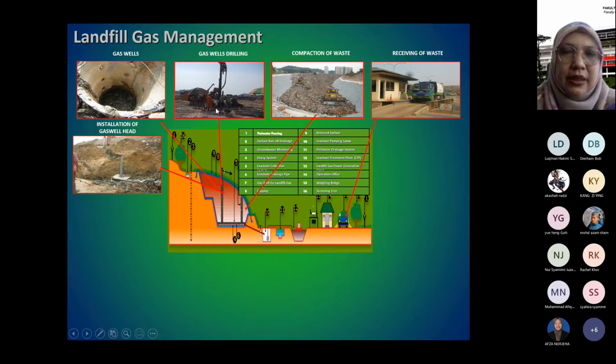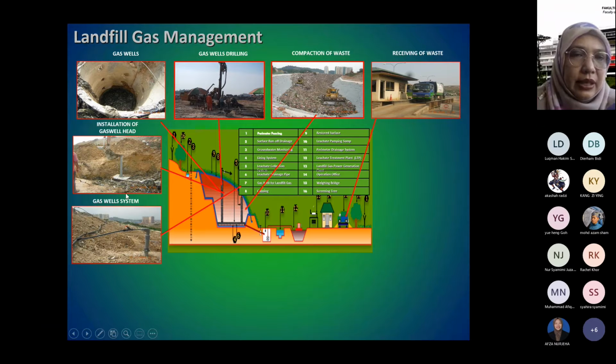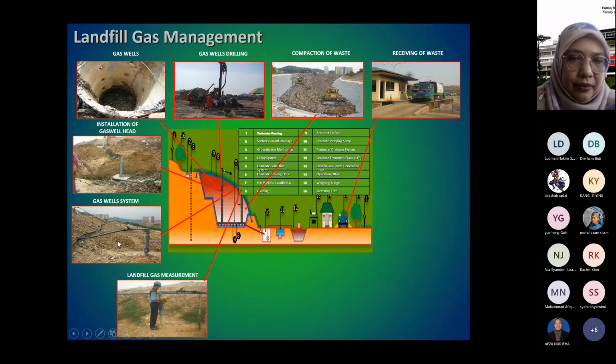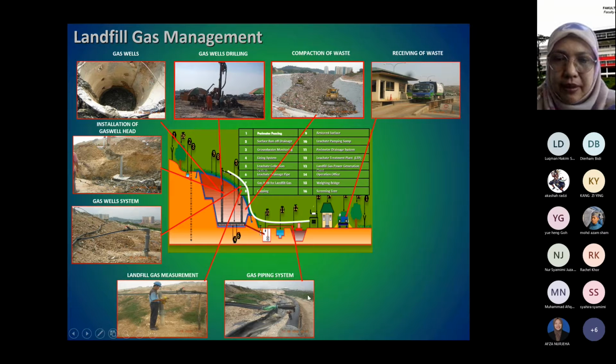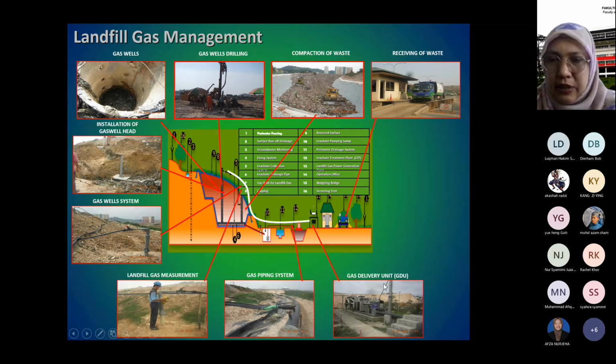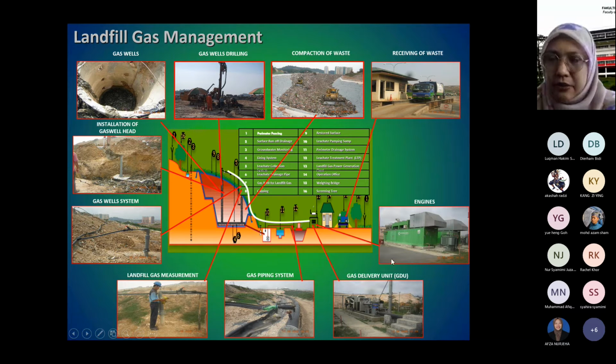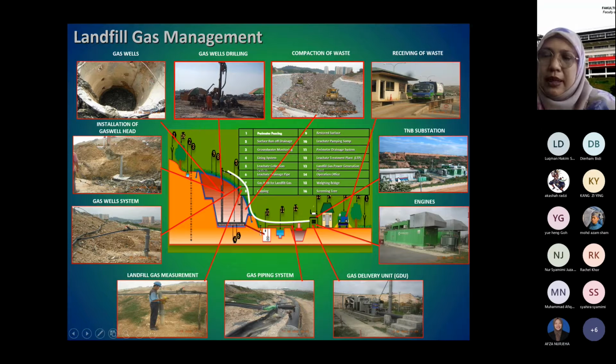Then gas well drilling. For the gas collection, it needs to be drilled, with installation of the gas well head. Gas well systems will be placed there, and landfill gas measurement will be done. Gas piping system, then the gas delivery unit where it is being transformed into energy, engines for the process of transforming into electricity, and then it will be transported to the TNB substation. So this is the process of gas recovery at a landfill.